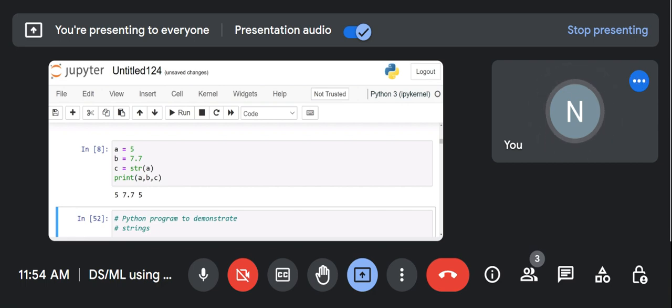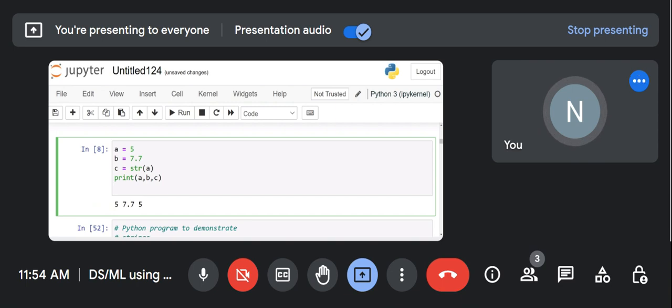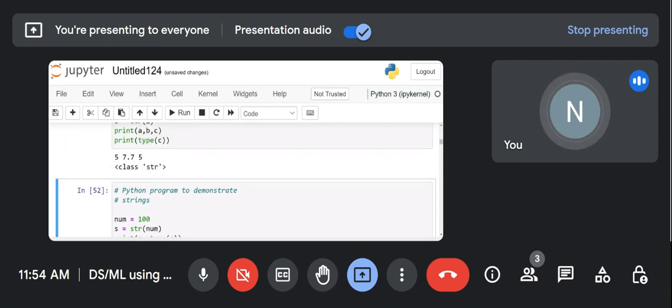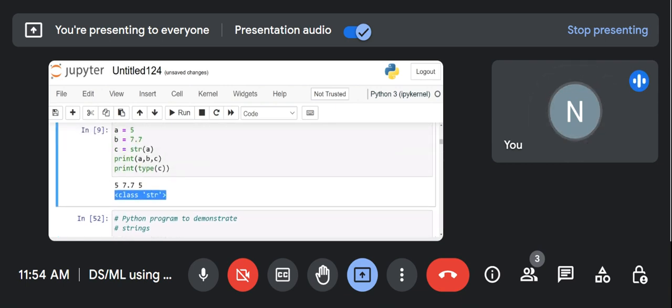But the point is, sir, you have converted a, that is 5, into string format, but still we are looking at 5. It's looking similar, here also 5 and here also 5. Why? You have converted it into a string. Okay, let me check whether it has been converted or not. Let's print the type of c. This type is a string and the type of a is obviously integer. So it doesn't mean that your numeric has been looking like 5.